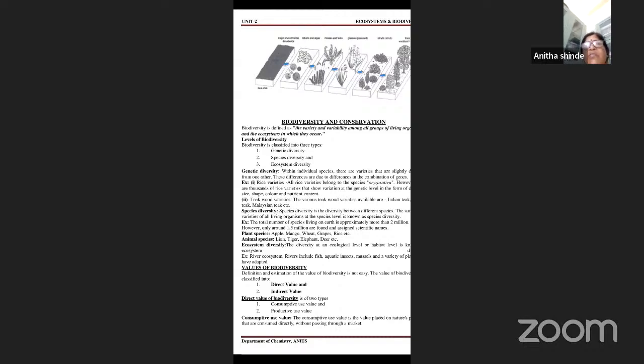Consumptive use value means those resources which are used for consumption. Consumption is in the form of food, fuel, and drugs and medicines.